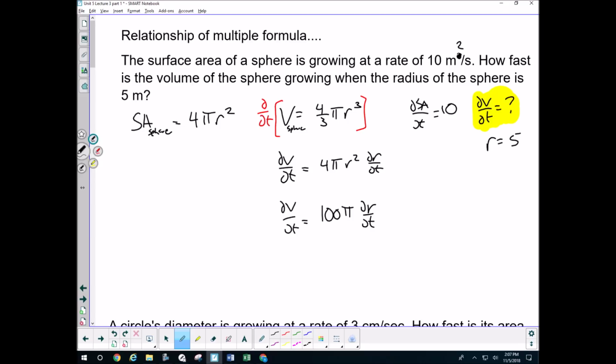But I am not given information about how quickly the radius is changing. This is an unknown to me right now. But guess what? We were given information about how quickly the surface area is growing. We're going to have to use this piece of information and this formula to find dr/dt, and then we'll plug it into this dV/dt formula. So go ahead and do that. Let's see if we can all get the correct answer.